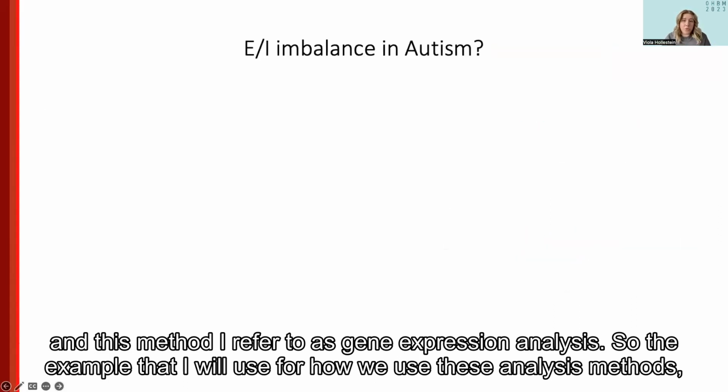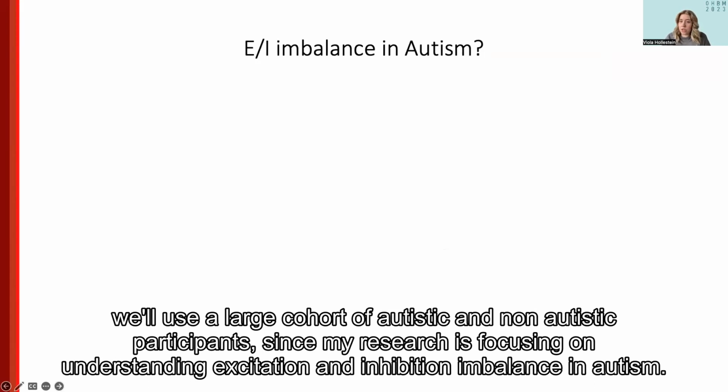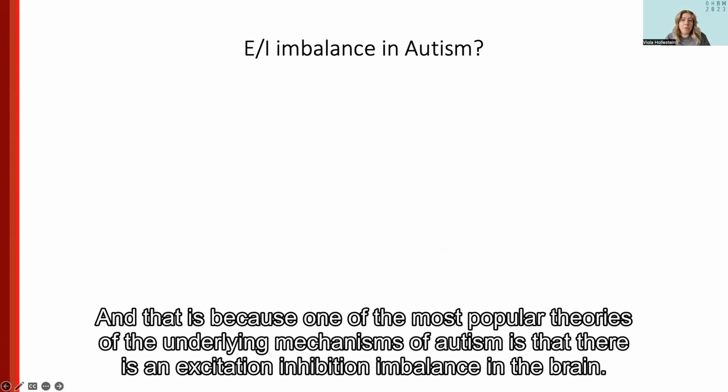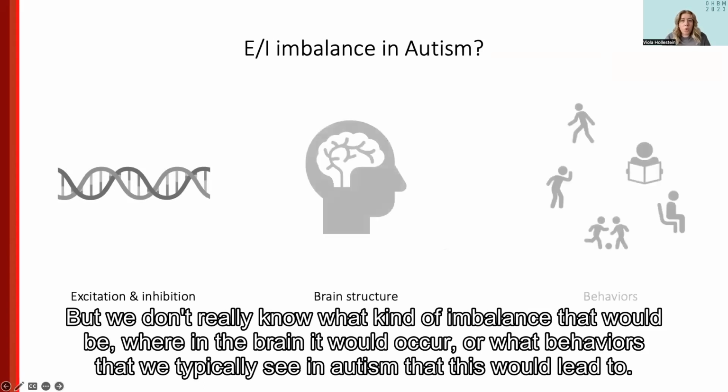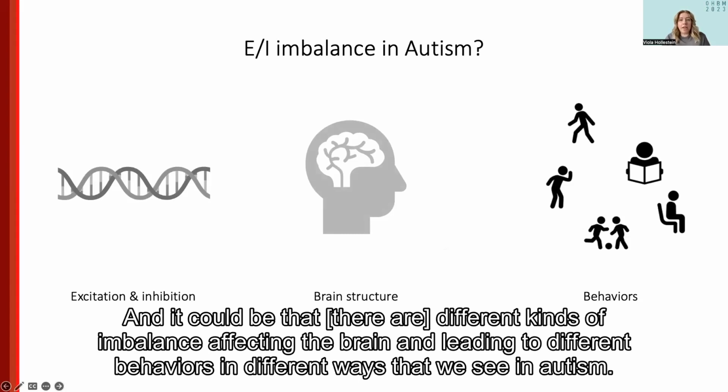So the example that I will use for how we use these analysis methods will use a large cohort of autistic and non-autistic participants, since my research is focusing on understanding excitation and inhibition imbalance in autism. And that is because one of the most popular theories of the underlying mechanisms of autism is that there is an excitation inhibition imbalance in the brain. But we don't really know what kind of imbalance that would be, where in the brain it would occur, or what behaviors that we typically see in autism that this would lead to. And it could be that different kinds of imbalance affecting the brain and leading to different behaviors in different ways that we see in autism.